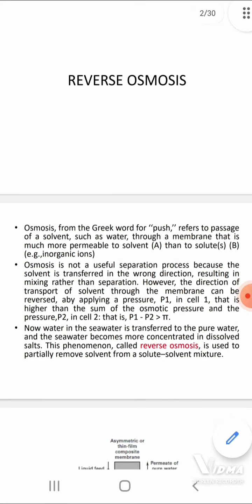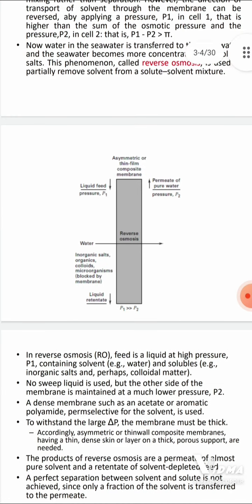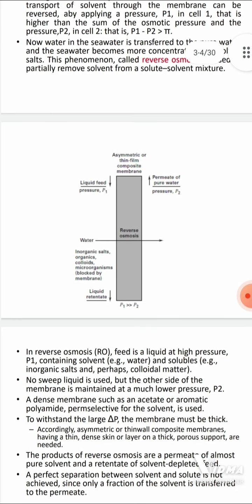So in the figure you can see what's happening. We have a membrane, and to the left side of the membrane we are supplying the feed, which is in liquid state. So the liquid feed is supplied and maintained at a pressure P1, and on the right hand side we have the pure solvent or the permeate layer.